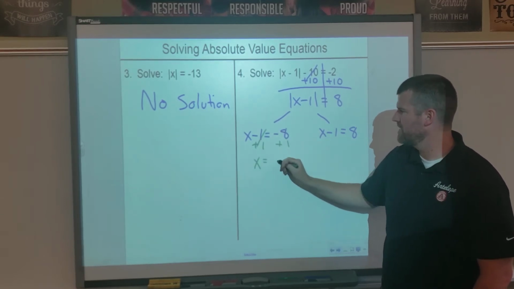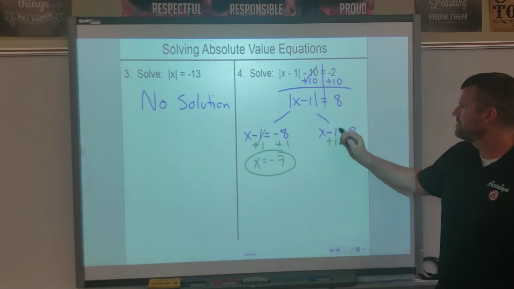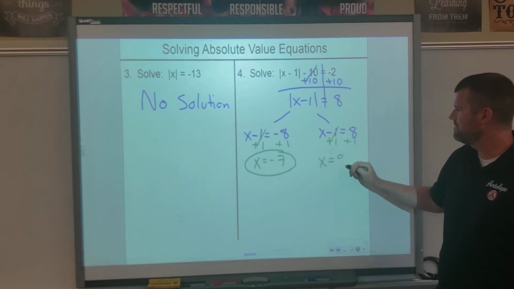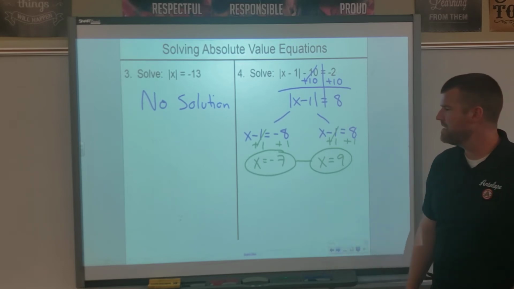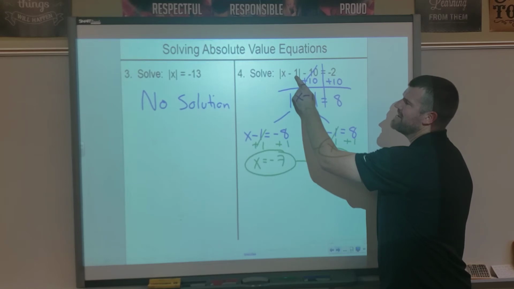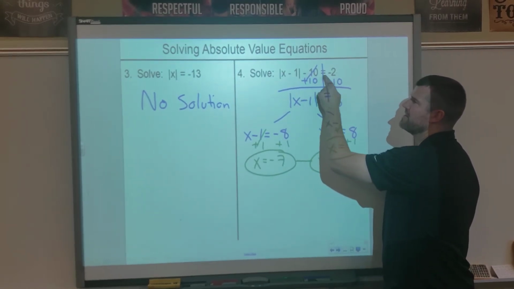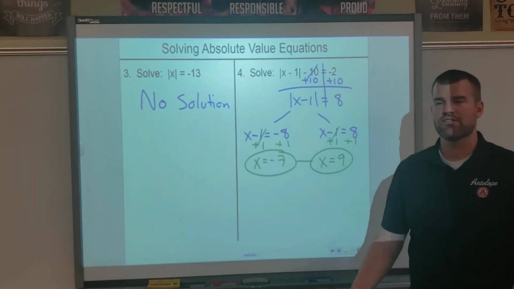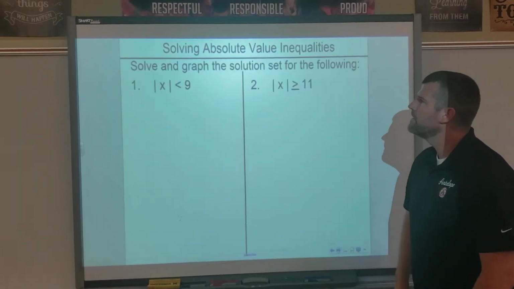X can equal negative 7, or x can equal positive 9. Again, to check our answers, we could plug them in. For example, if I plugged in 9, 9 minus 1 is 8. The absolute value of 8 is 8. And then 8 minus 10 is negative 2. It works. Negative 7 would also work, I promise.